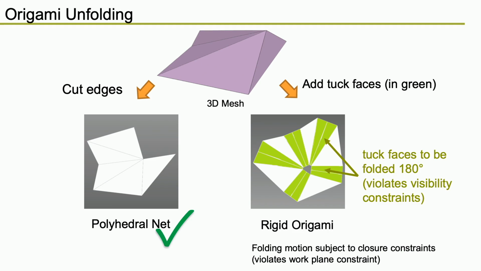In addition, during folding, the rigid origami is subject to closure constraints, meaning that several creases must be folded together. For a model like a single vertex shown here, the laser needs to focus on a slope with z greater than 0, which violates the work plane constraint. For polyhedral nets, creases can be folded independently in a sequence.